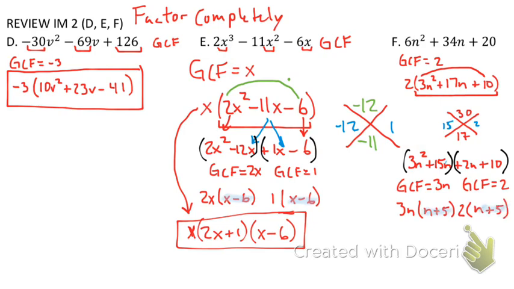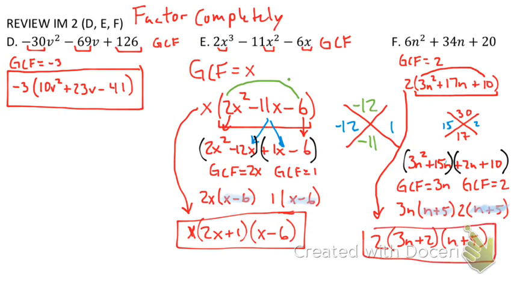My factors match, therefore I can rearrange and rewrite. Group the GCFs together, group the factor together. This will be your final answer, but do not forget your original GCF in front. So the original GCF was 2, and that's how you do these factoring methods.